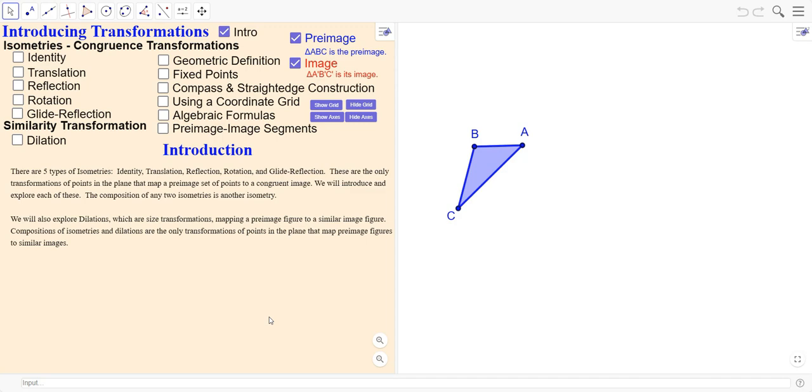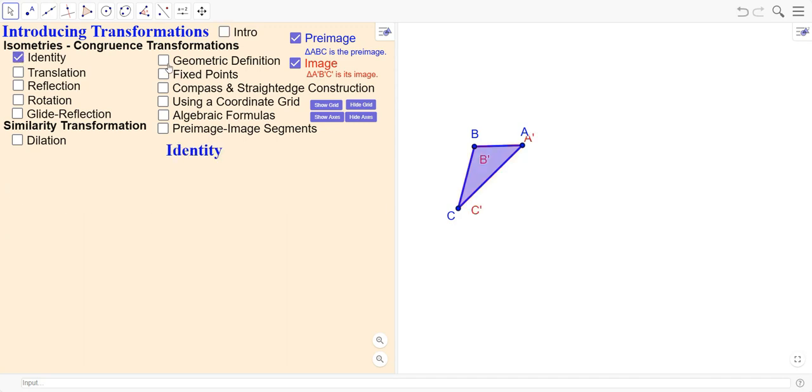We will introduce and explore each of these, and the composition of any 2 isometries turns out to be another isometry. We'll also explore dilations, which are size transformations that map a pre-image figure to a similar image figure. So we might say, same shape, but different size. Compositions of isometries and dilations are the only transformations of points in the plane that map pre-images to similar images. So let's take these one at a time. We'll start with the identity.